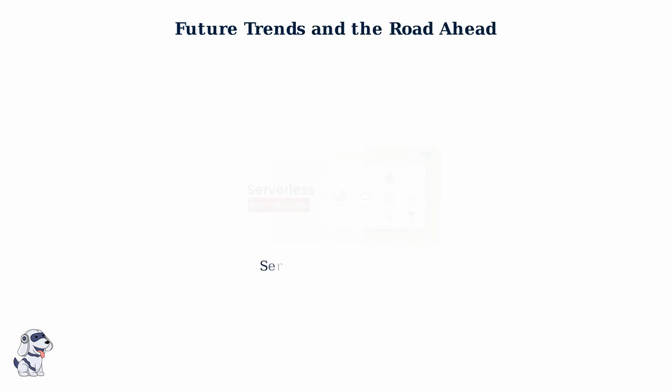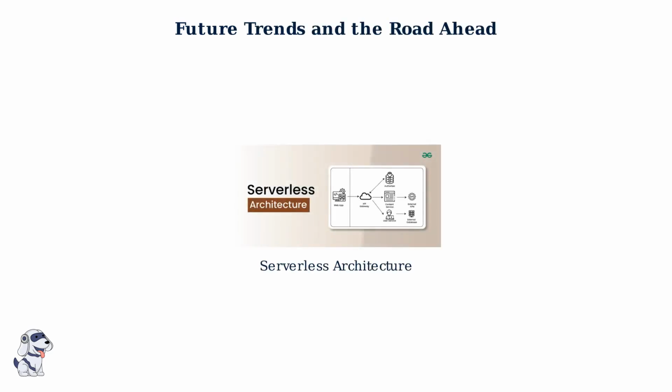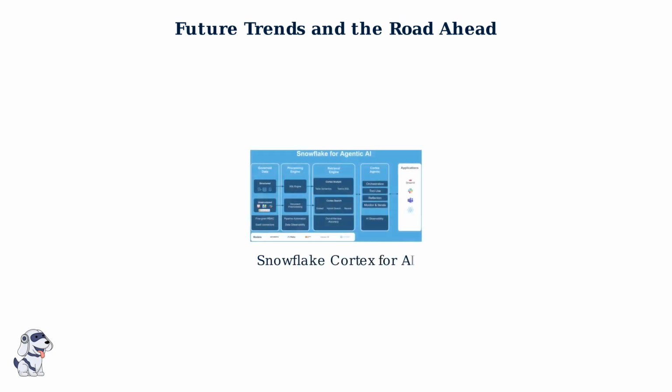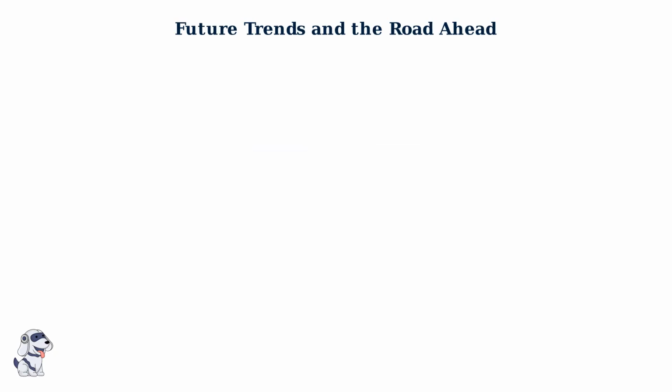Looking ahead to future trends, serverless architectures are becoming increasingly popular. These allow Pandas operations to run on demand without managing infrastructure, reducing costs and complexity. AI-driven optimization through Snowflake's Cortex platform will automate data frame operations and improve efficiency. This includes intelligent query optimization and predictive analytics for better performance.